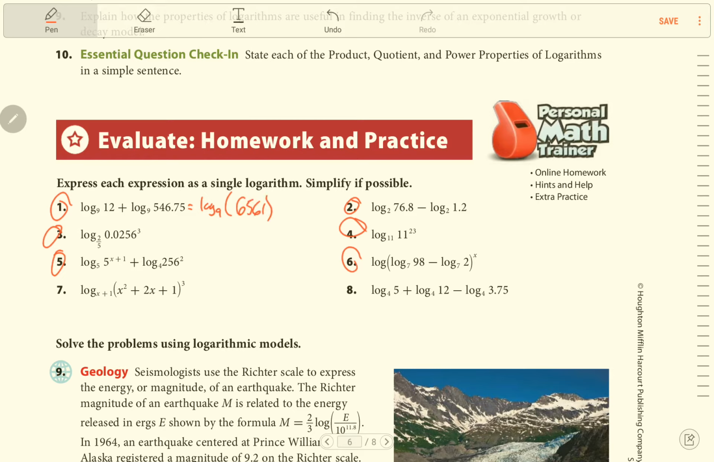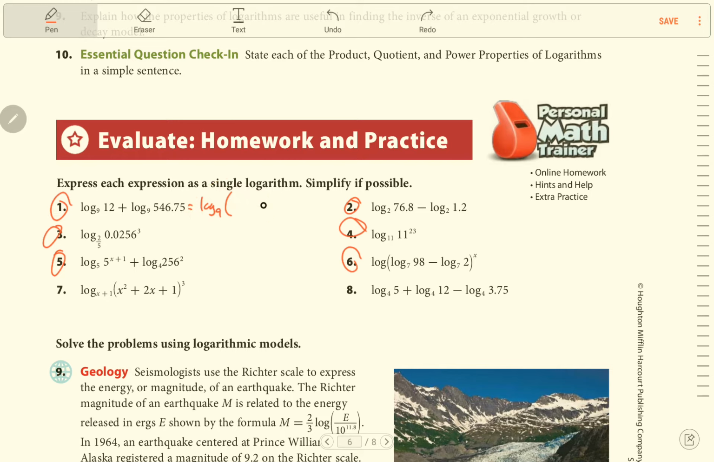Okay? Now, the question is can we simplify any further? It says simplify if possible. So in order to simplify a logarithm, we need to see if 6,561 is a power of 9. We can guess and check a little bit. Actually, let's just divide 6,561 by 9. It does divide by 9. If I divide, it's 729. If I divide 729 by 9, I get 81, which we know divides by 9, which we know divides by 9.